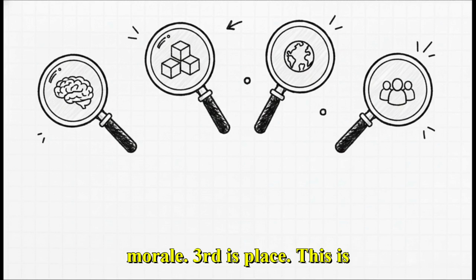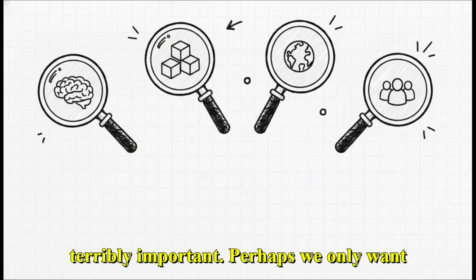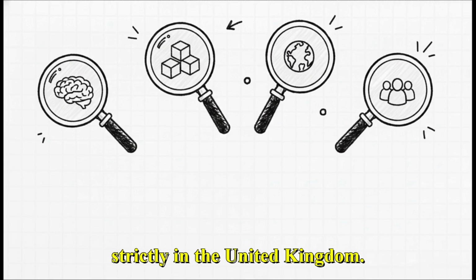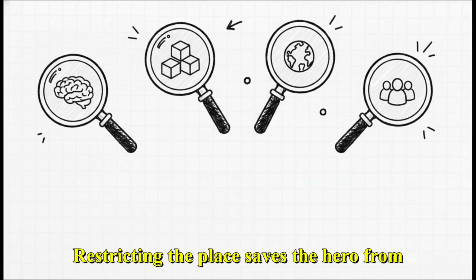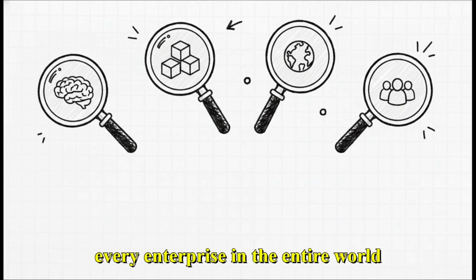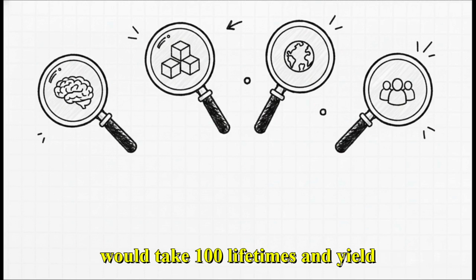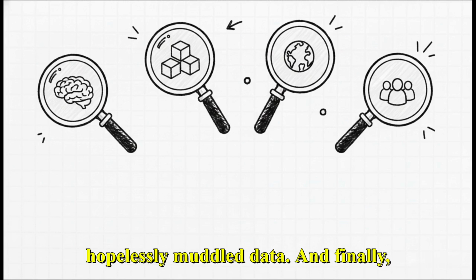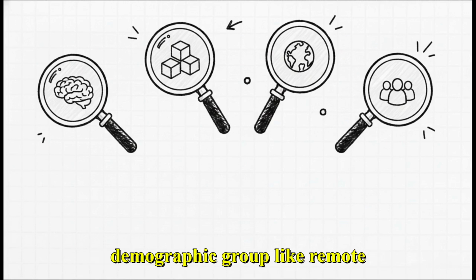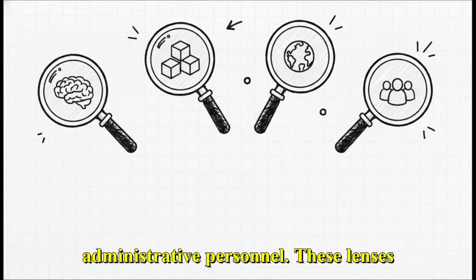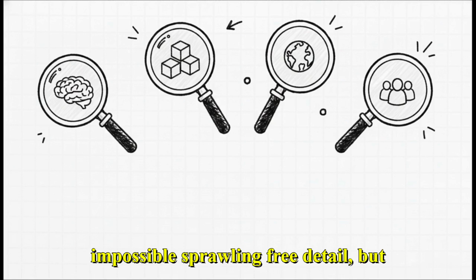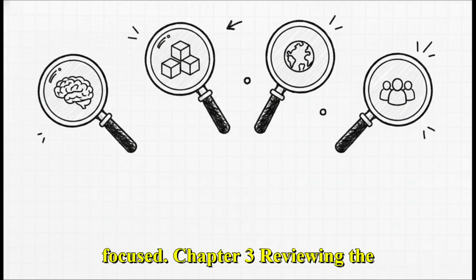Third is place. This is terribly important. Perhaps we only want to search within medium-sized manufacturing enterprises located strictly in the United Kingdom. Restricting the place saves the hero from absolute failure, because trying to study every enterprise in the entire world would take 100 lifetimes and yield hopelessly muddled data. And finally, type, focusing our search on a specific demographic group, like remote administrative personnel. These lenses ensure our project doesn't become an impossible, sprawling fairy tale, but stays academically viable and sharply focused.